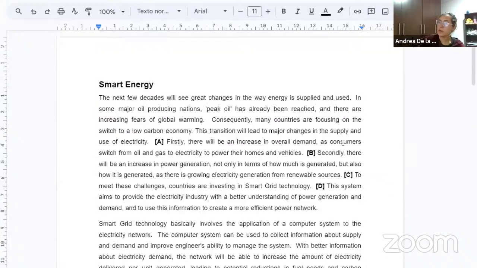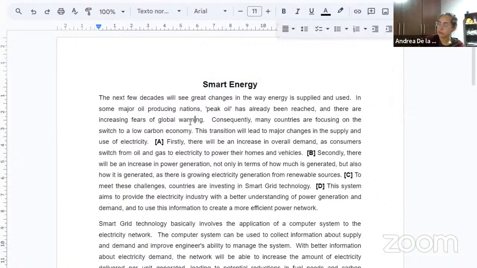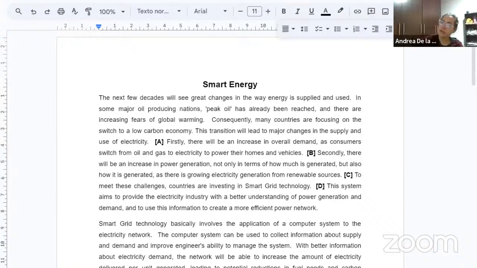Okay, guys. So can you tell me a little bit what this text is about? It needs technology to generate electricity. Okay, great. It talks about a new technology to generate electricity, which is called smart energy. So what you were supposed to do at least was to read a little bit of the information.